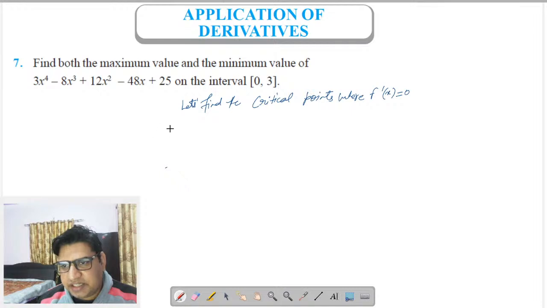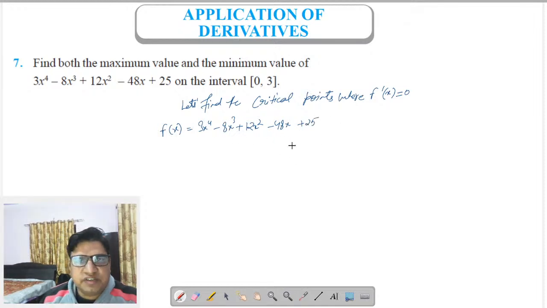Okay, and here we have fx given to us. Here we have fx is equal to 3x to the power 4 minus 8x cube plus 12x square minus 48x plus 25. Here we have a closed interval given to us. As we know, the end points of the closed interval will act as critical points, so we'll try to find the value of the function at the critical points and the end points as well.